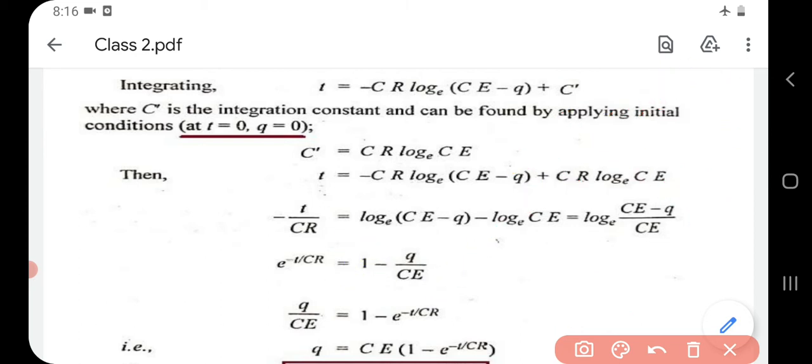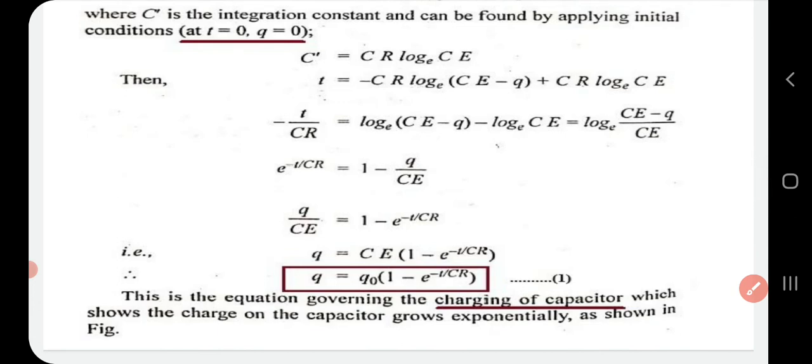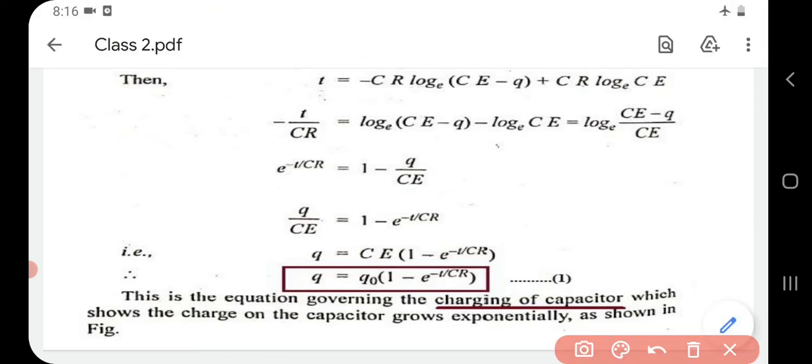Then taking this one to the other side, that is Q by C is taken to this side, so what will be remaining is 1 minus e raised to minus t by CR. Again Q equal to C, you are taking to this side, so it will be C times 1 minus e raised to minus t by CR. Then it is simplified to Q equal to Q0 times 1 minus e raised to minus t by CR, that is your equation 1. What is Q0? The maximum charge, that is instead of C we have replaced that C with the letter Q0.